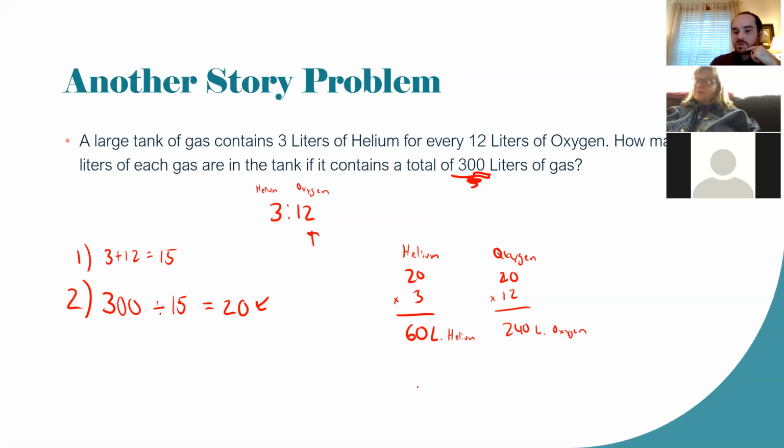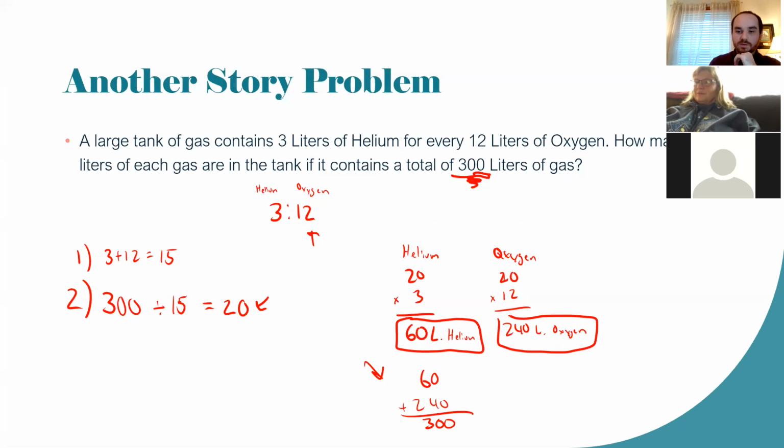And you'll notice if we wanted to, we could double check to make sure this works. We have 60 plus 240. Don't erase it. Let me take a picture of that because I'm very confused with ratios and stuff. Hold on. Okay, that's fine. So this right here is just us double checking our answer. We've got 60 plus 240. That does equal 300, which is what we started with. So we know that we got the answers correct. So we'd have 60 liters of helium and 240 liters of oxygen.